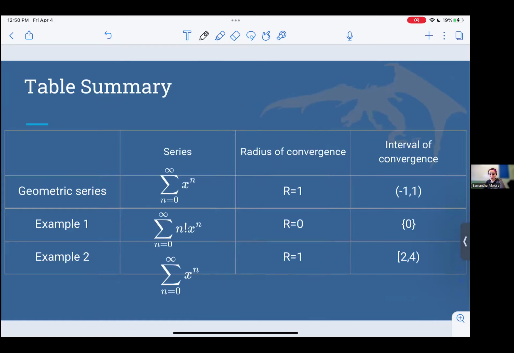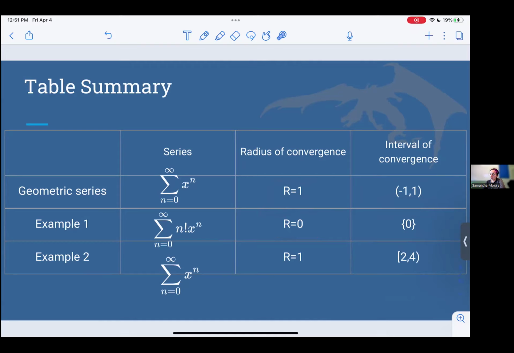So we've seen some examples so far, right? So our geometric series that we saw, we knew that it was going to converge for x's between minus 1 and 1. So that's our interval of convergence. And then our radius is half the length of this thing. So this thing has a length of 2 because we're going from minus 1 up to 1. So our radius should be 1. In example 2, our series converged only at x equals 0. So this interval doesn't have any length. And so our radius of convergence is 0.